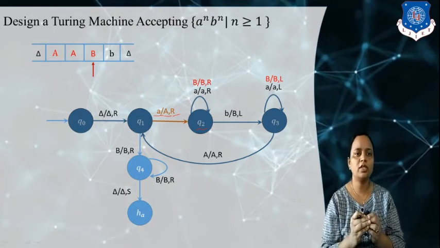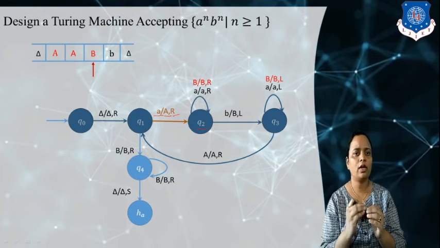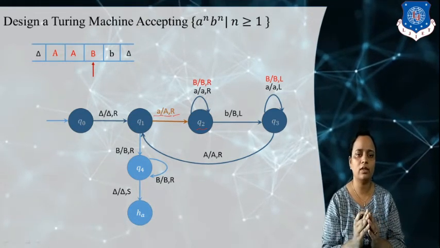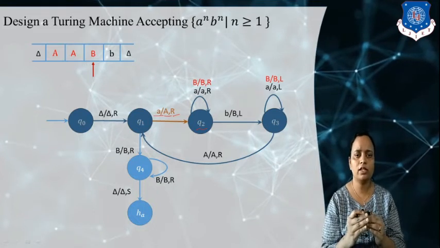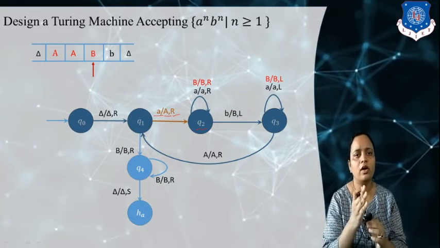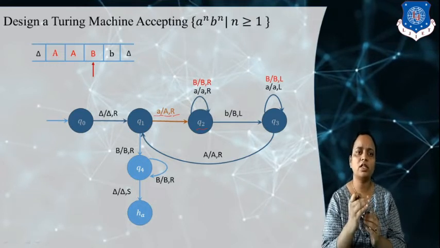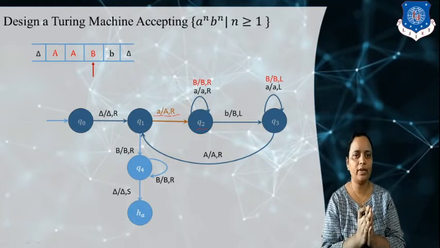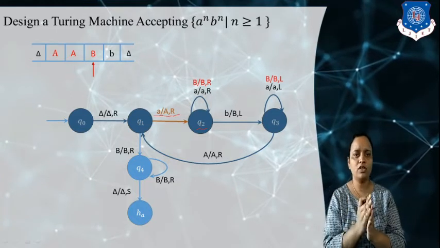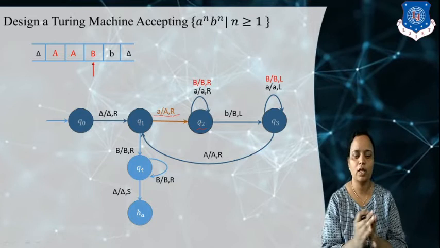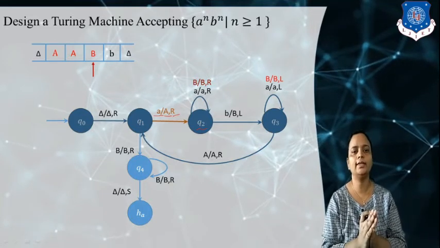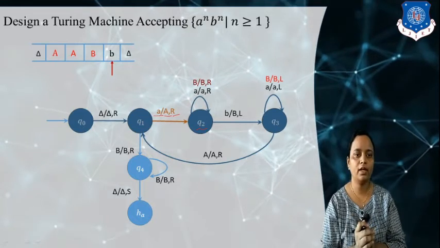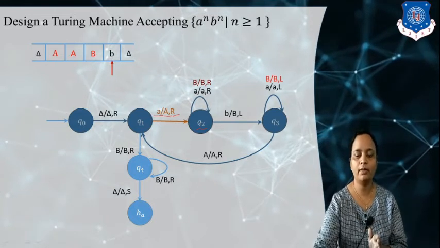Now at the Q2 state, your tape head points to capital B. At the Q2 state we just skip this symbol because it is already counted. So capital B is replaced by capital B, and we move to the left side because we are going to find the second B. Now the second B appears, and the second B is replaced by capital B.